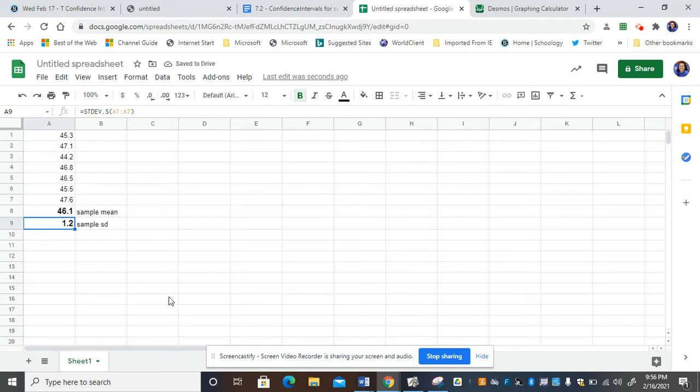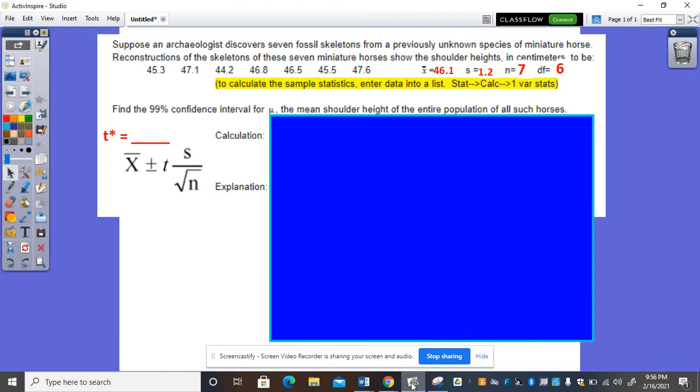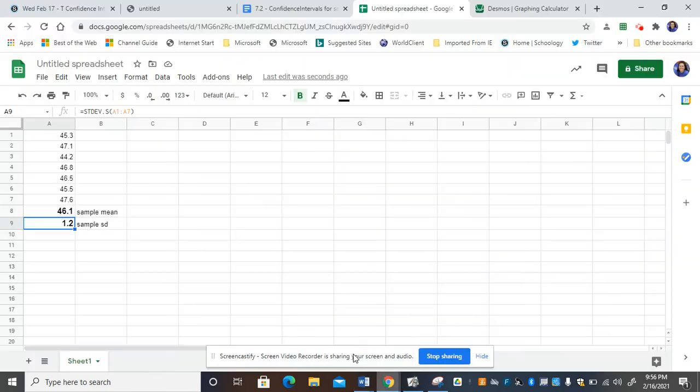So let's go ahead and label what we know. So we know the sample mean of these numbers is 46.1, and the standard deviation is 1.2. Our N is 7 because there's 7 horses. And then this is something new. It's just N minus 1. So that the DF is called 6. The reason why we need the DF is because we need this new value called the T value. And I'm going to show you guys where you're going to find this.